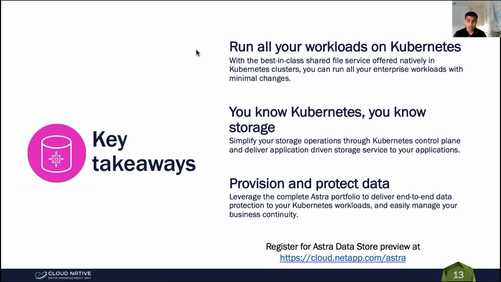So let's summarize. With Astra Data Store, you can now run all your workloads on Kubernetes. With best-in-class shared file service offered natively, you don't need to compromise anymore. You can run your existing enterprise workloads with minimal or no changes in Kubernetes. If you know Kubernetes, you can now manage your storage on your own. You don't need to learn new tools or new ways of managing storage. Storage management is now just a kubectl away. And with the whole Astra portfolio integration, you get to provision and protect your data to meet your business continuity and SLAs of your organizations with integration with Astra Trident and Astra Control, right, to provide you end-to-end app data lifecycle management.